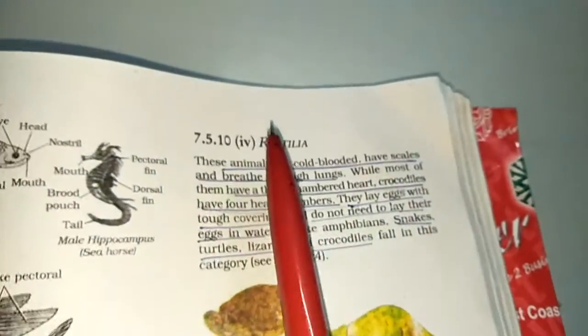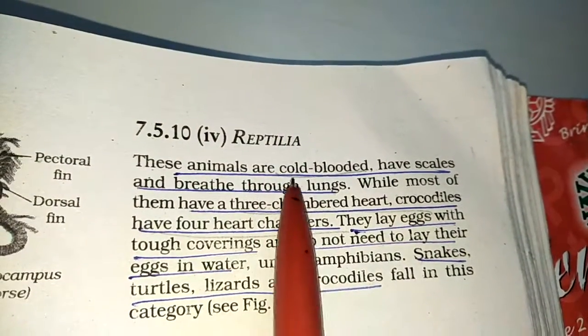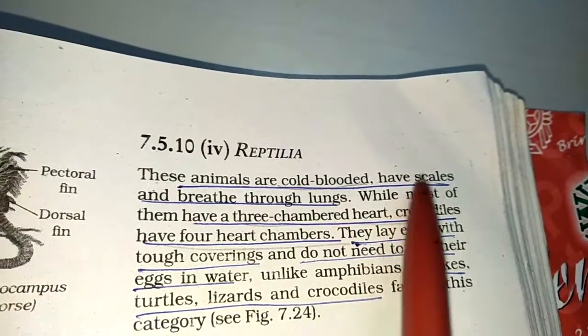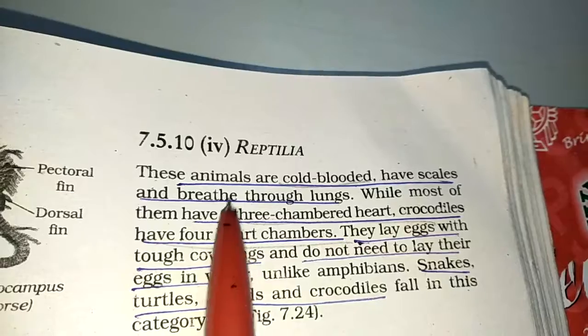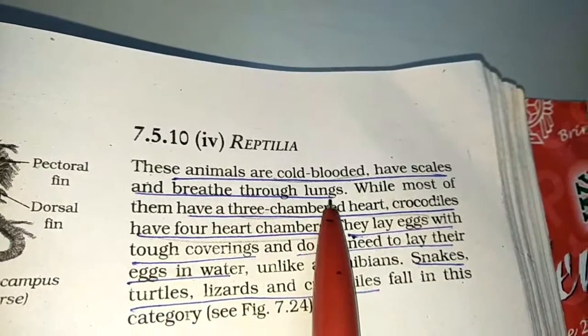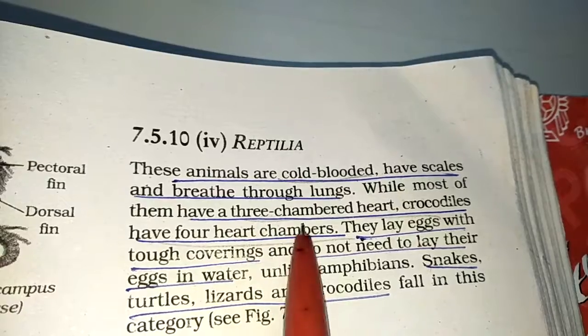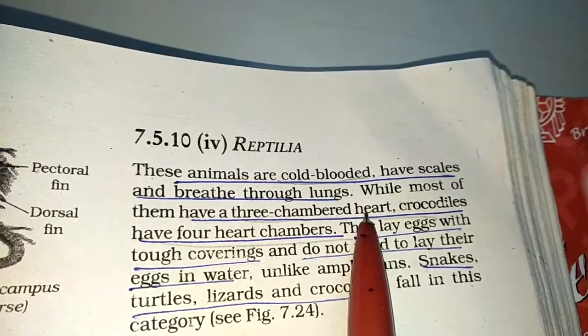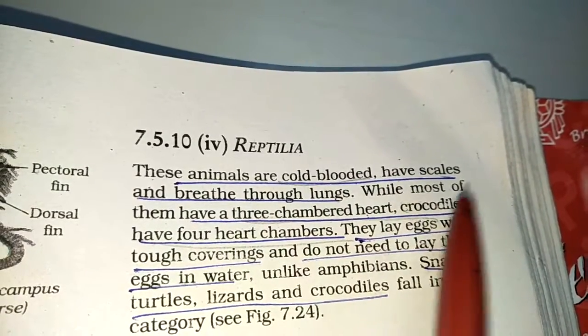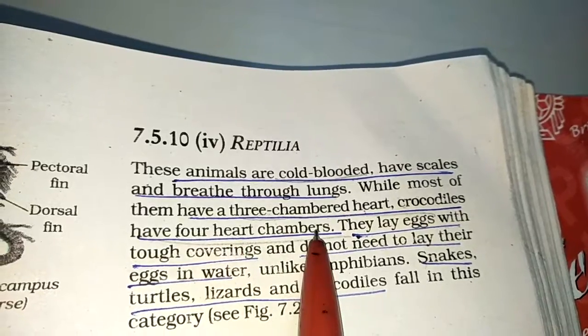Next we go to Reptilia, that is reptiles, what we call. These are also cold-blooded animals. They have scales and they exclusively breathe through lungs. Now no more gills from here. Here also they have a 3-chambered heart, except crocodiles. The crocodiles have 4-chambered hearts.